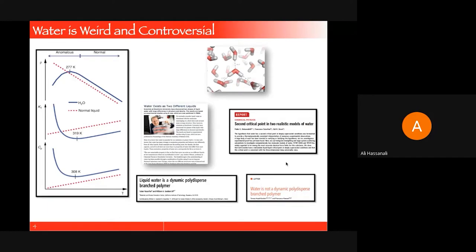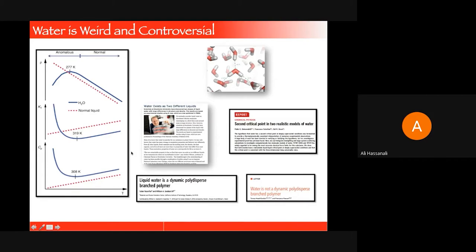So, water is an extremely interesting and weird and also a very controversial liquid in the literature. You've all seen these types of plots. Most liquids, when you increase temperature, the density decreases. Liquid water is this anomaly, which has a density maximum at 4 degrees Celsius. You can also look at other thermodynamic properties like the compressibility and the heat capacity. When you look at the compressibility of water, it has this interesting minimum at 319 Kelvin. And then as you undergo cooling, the compressibility increases.